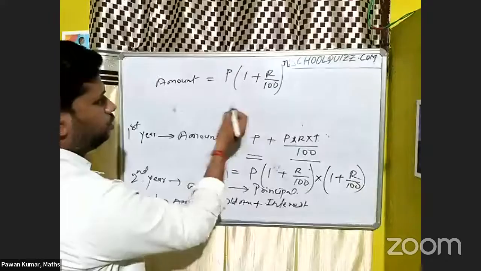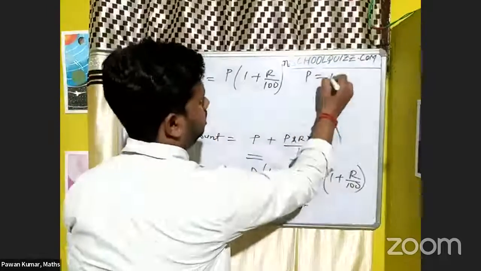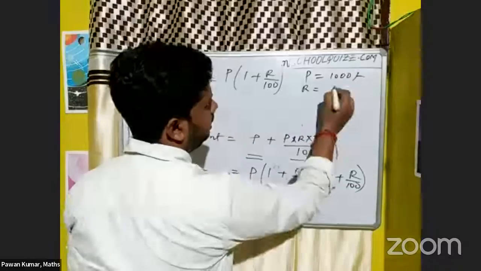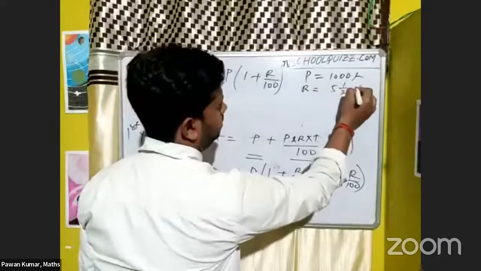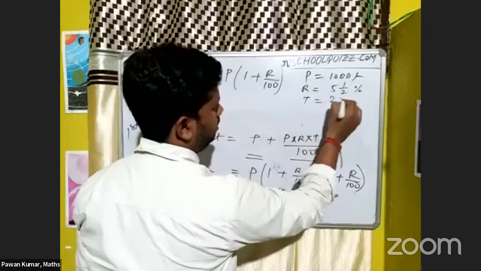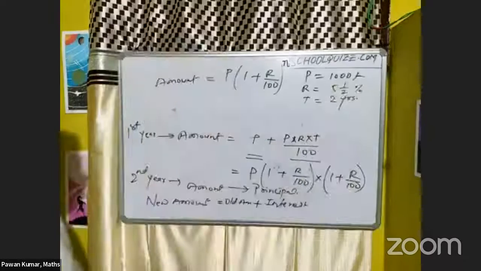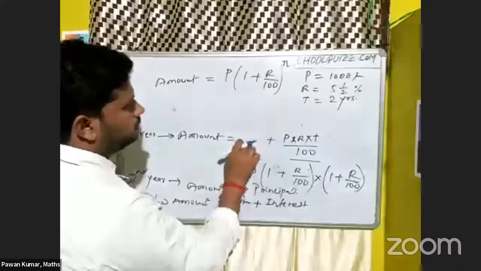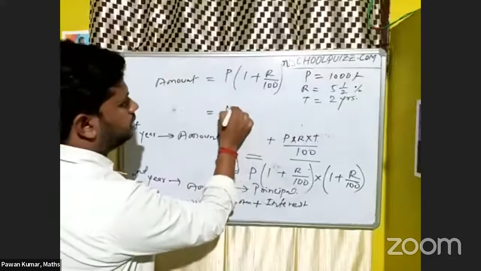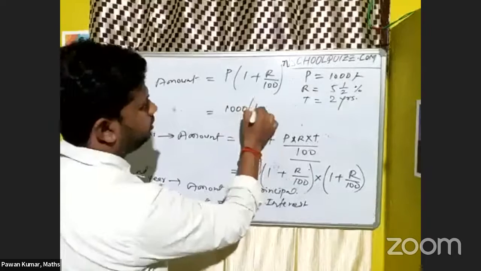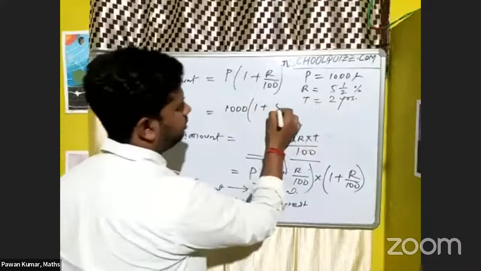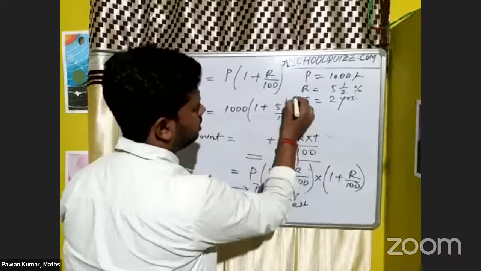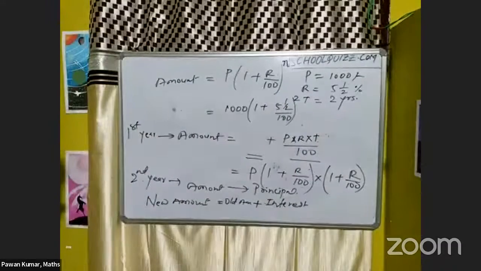Okay. So in that question, if I mention 1000, the rate will be simply 5 by 2% as I mentioned here, and the time will be 2 years. Okay. So now, the principal will be 1000. For the rate, 1 plus rate, keep it as the rate only, 5 by 2 by 100. So the rate is always in percentage, keep it like that. Okay.